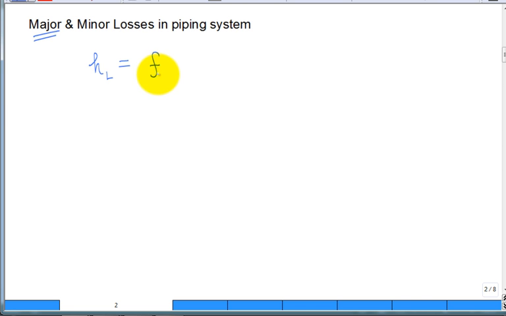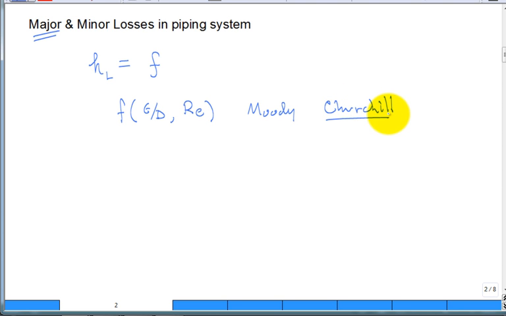The head loss at a straight run of pipe, you calculate by having a friction factor. That friction factor is a function of the relative roughness and the Reynolds number. Either one, doesn't matter which one comes first. It's a function of those two things. Often you can get it graphically using the Moody diagram. Or I encourage you to use the Churchill equation that's in the textbook.